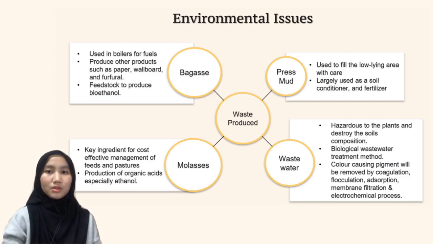The last one is wastewater. Treatment of the wastewater is important because wastewater can be hazardous to plants and destroy the soil composition. Therefore, biological wastewater treatment methods are used in managing the wastewater. Meanwhile, the color-causing pigment will be removed by other methods such as coagulation, flocculation, adsorption, membrane filtration, and electrochemical process.